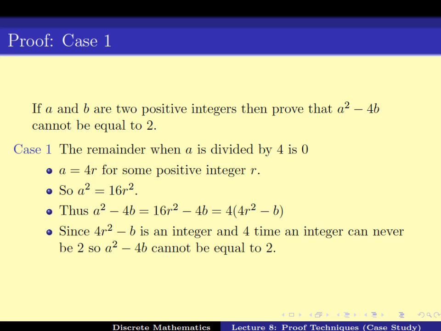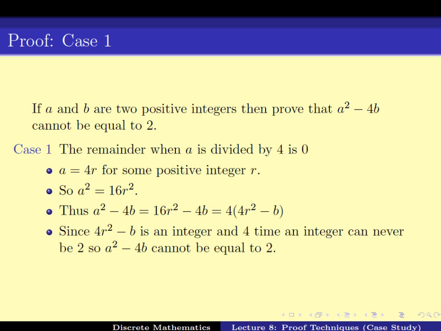Now, since 4R square minus B is an integer, and 4 times an integer can never be equal to 2, therefore 4 times (4R square minus B) can never be 2. Or in other words, A square minus 4B cannot equal 2 in this particular case. So this proves that if A is divisible by 4, or if A has remainder 0 when divided by 4, then A square minus 4B cannot be equal to 2.